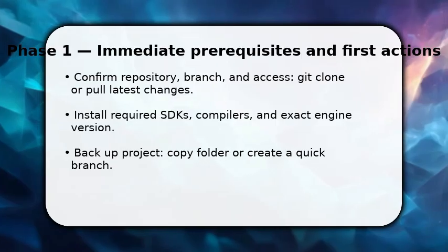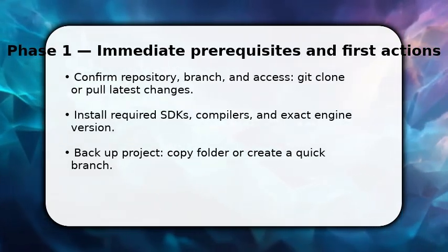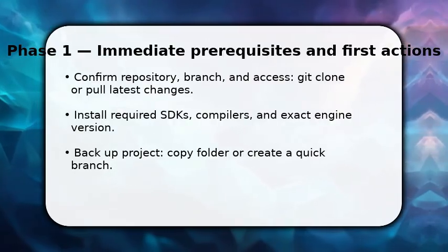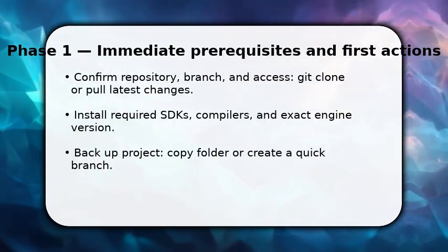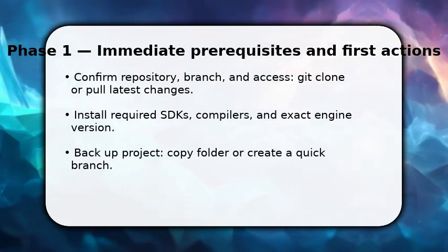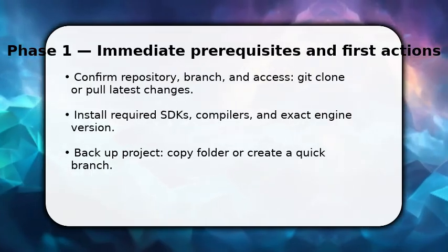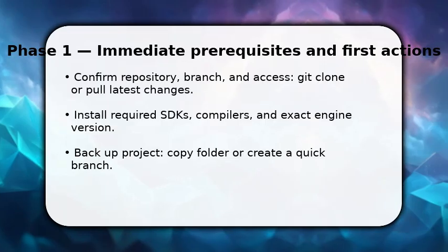You start by getting the code you will actually change. Clone or pull the repo now and check out a short-lived branch. Once done, install the precise engine and SDK versions the project expects, because mismatched tools break builds. Make a quick backup or create a branch to protect master. This saves hours if something goes wrong.